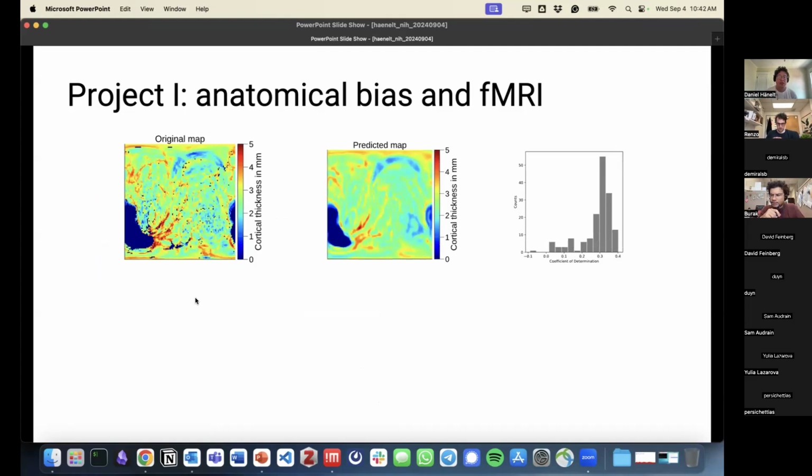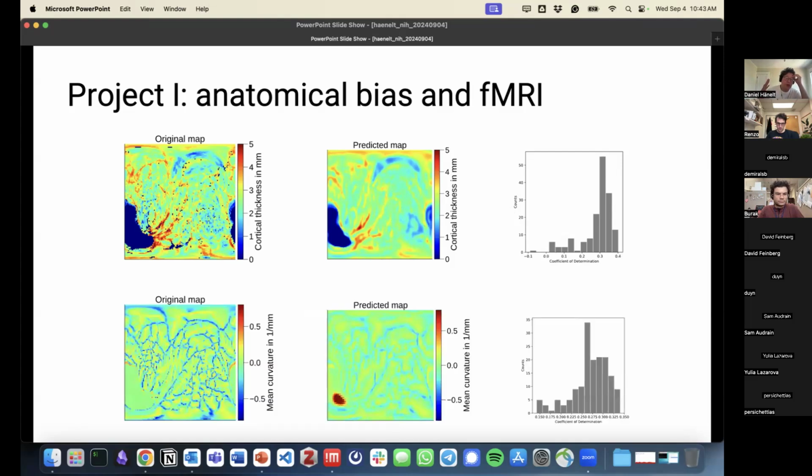This shows the original map from one subject, and this is the predicted map from the network. And overall across folds or across subjects, we could achieve an R-squared of about 0.3, and we got similar results when, instead of predicting cortical thickness, we predicted mean cortical curvature, which we also ended up with an R-squared of 0.3.